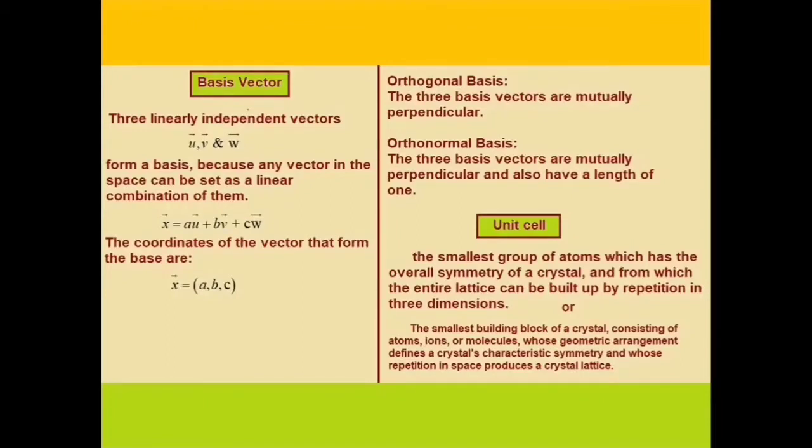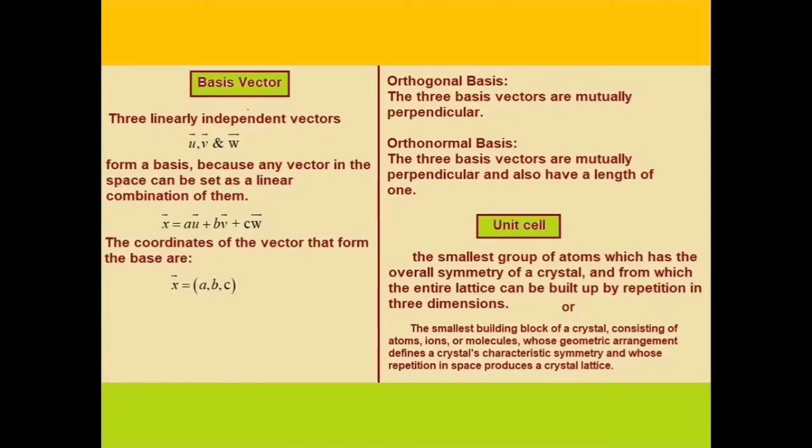Now we will talk about the unit cell. What is a unit cell? That question is there in our mind. The smallest group of atoms which has the overall symmetry of a crystal and from which the entire lattice can be built up by repetition in three dimensions. Or we can define it as the smallest building block of a crystal, consisting of atoms, ions, or molecules, whose geometric arrangement defines a crystal's characteristic symmetry and whose repetition in space produces the crystal lattice.